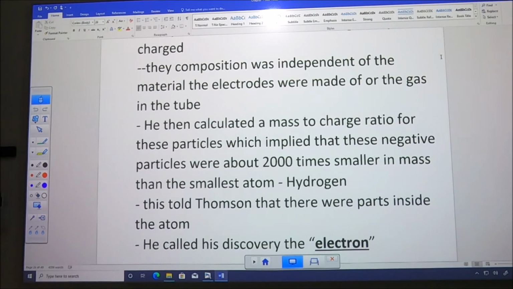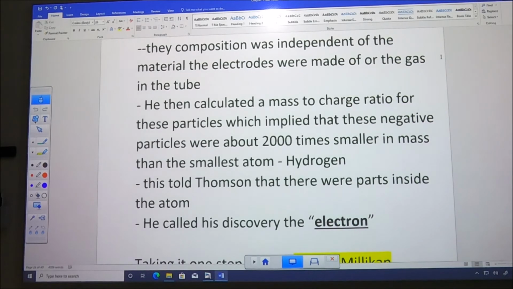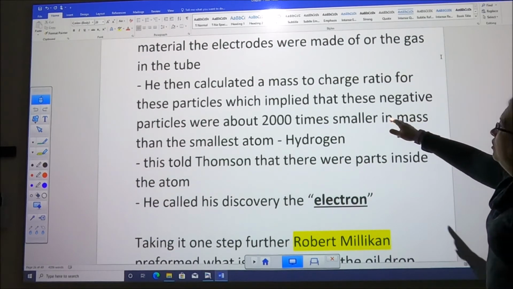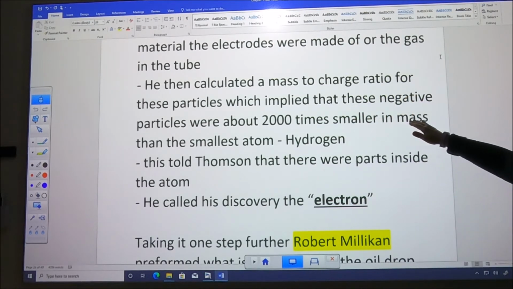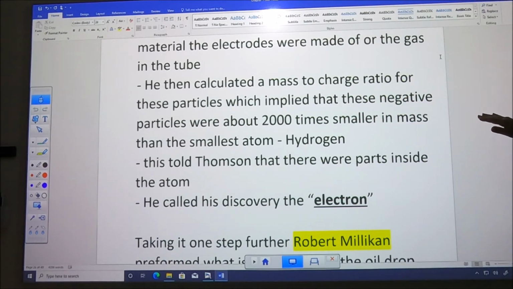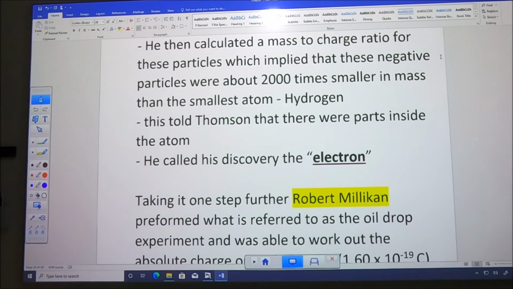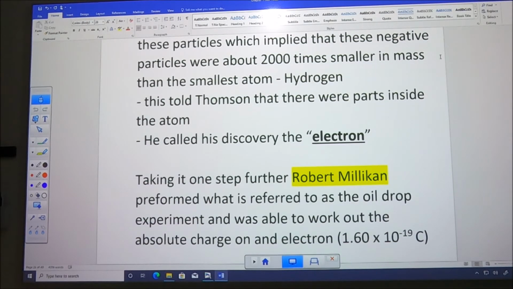He was able to calculate the mass-charge ratio for these particles. And from this, he got the idea that this thing was about 2,000 times smaller than the mass of the hydrogen atom. Now he got a mass-charge ratio. Thomson wasn't able to actually calculate the mass of this particle. And Thomson is accredited with discovering the electron.